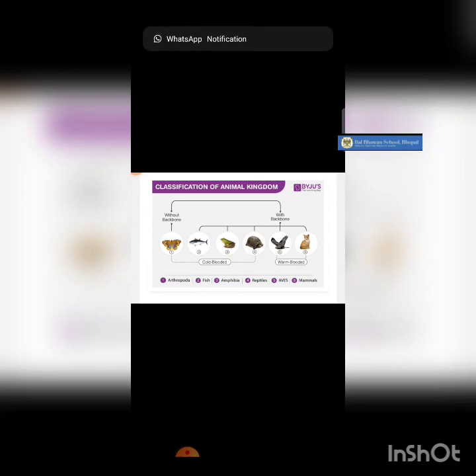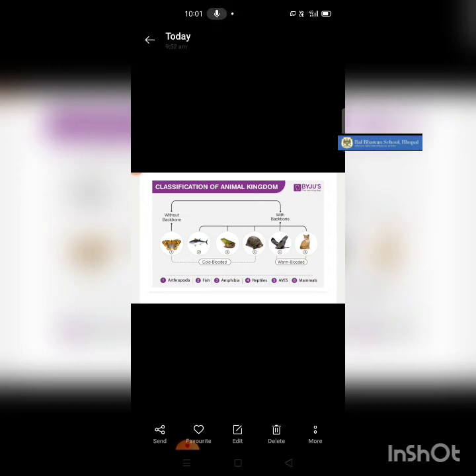So let's summarize what we have studied today. Animals can be classified into two groups depending upon the presence or absence of a backbone. Animals that do not have a backbone are called invertebrates, and the animals that have a backbone are called vertebrates. Fish, amphibians, reptiles, birds, and mammals are the groups of animals that come under the category of vertebrates. Out of them, reptiles, amphibians, and fish are cold-blooded animals, and birds and mammals are warm-blooded animals.